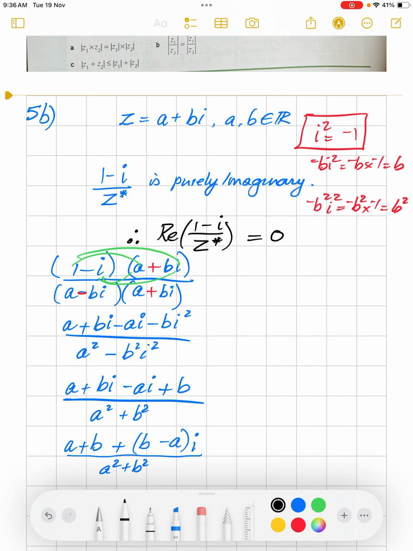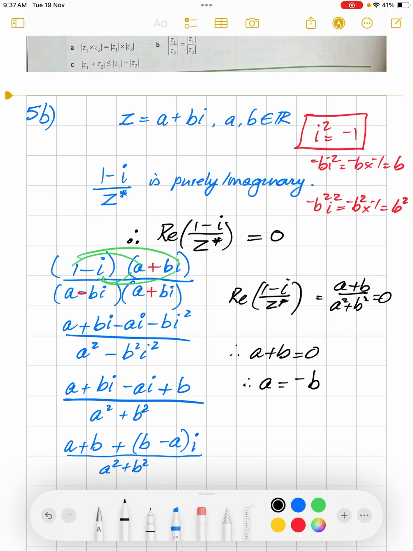So the real component of our original value is in fact a plus b over a squared plus b squared. And we want that to equal 0 so that it's purely imaginary. If it's equal to 0, therefore the numerator has to be 0. Therefore, a has to equal negative b. So for this value to be purely imaginary, a must be negative b.